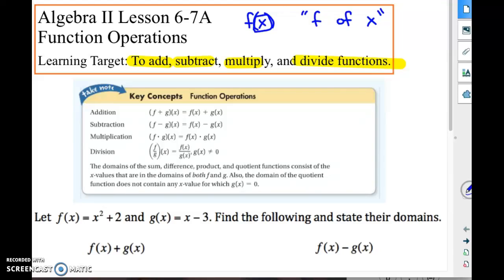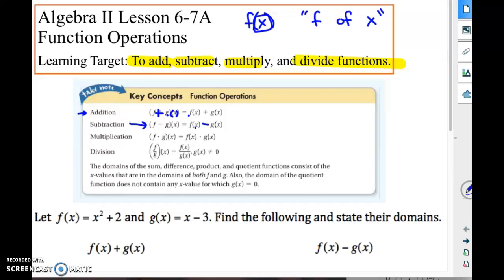So when we look down into our notes here, we can add two functions together and we have different notations. f is one function and g is another. So this says f plus g of x. This is not multiplication. This is addition. This of x part is just notation. Generally, I like to write it as f of x plus g of x.